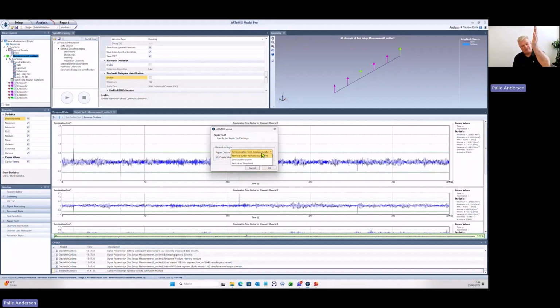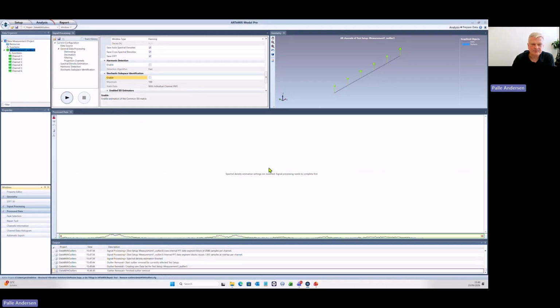We can remove the samples that have outliers from all the channels. That's the first one. We can also zero them out, so we keep the samples, but we put zeros in instead in all our channels. Or we can reduce it to the threshold that has been determined here, if you want to do that. But let's just remove it completely here. And then we click OK.